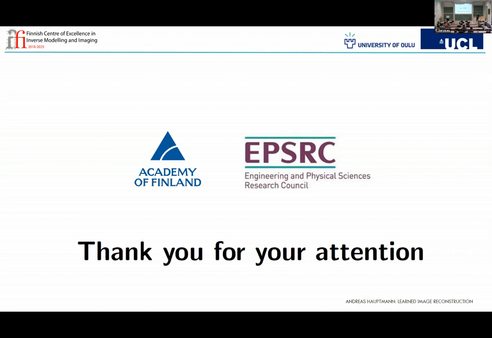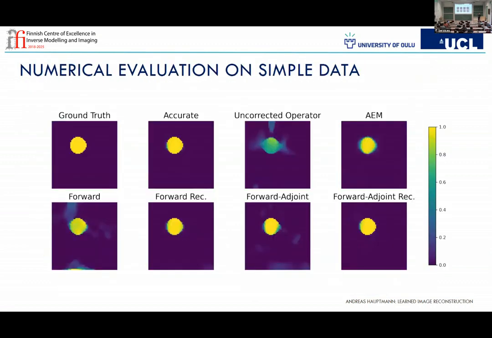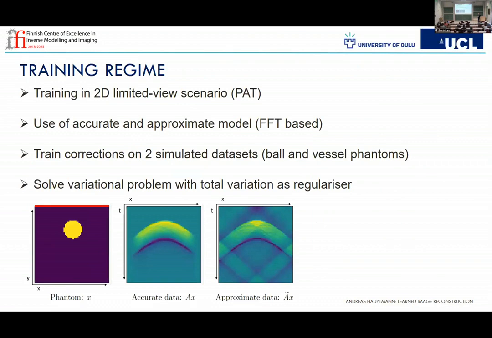So thanks for the presentation. I wanted to ask just a couple of clarifying questions. When you show this first phantom with a bulb, and then you say, okay, here's my data and here's the approximate data, when you do the reconstruction, do you then use the approximate data or the accurate data to perform the reconstruction?